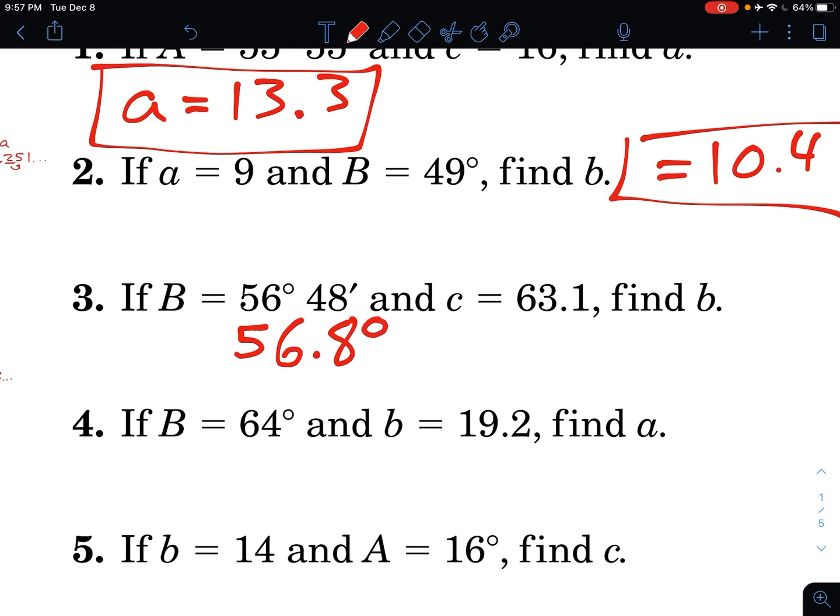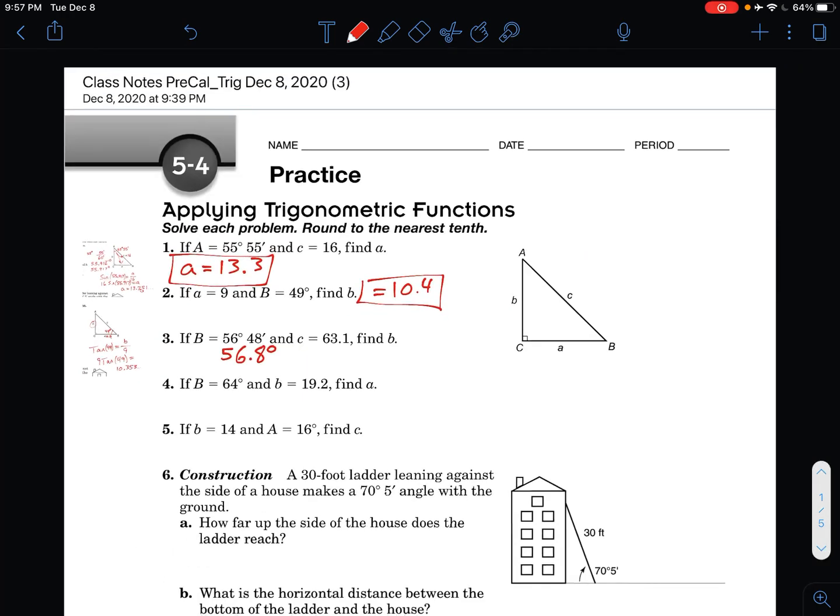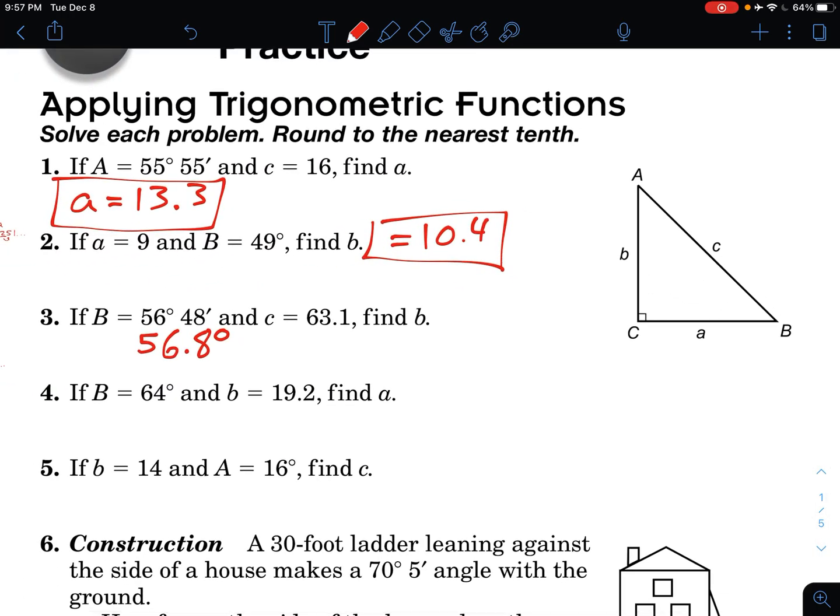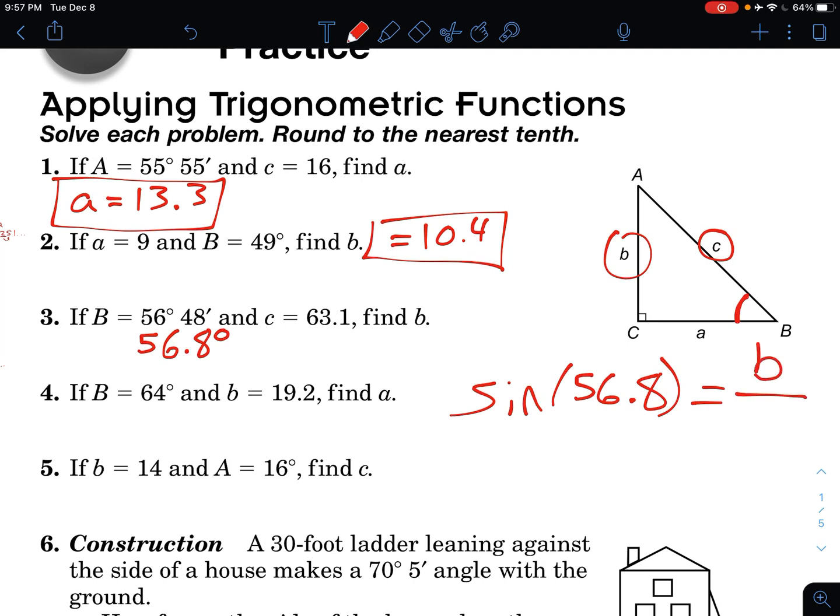We have C, which is 63.1. Find B. Alright, so C is the hypotenuse. And we have B is the angle for 56.8 degrees. And we're trying to find B, which is the opposite. So we're using opposite and hypotenuse again. So we will use sine of theta, which is 56.8, equals the opposite over the hypotenuse. B over 63.1.